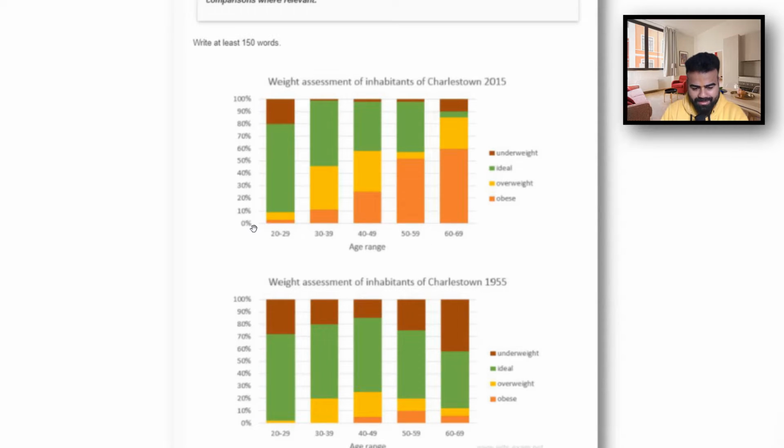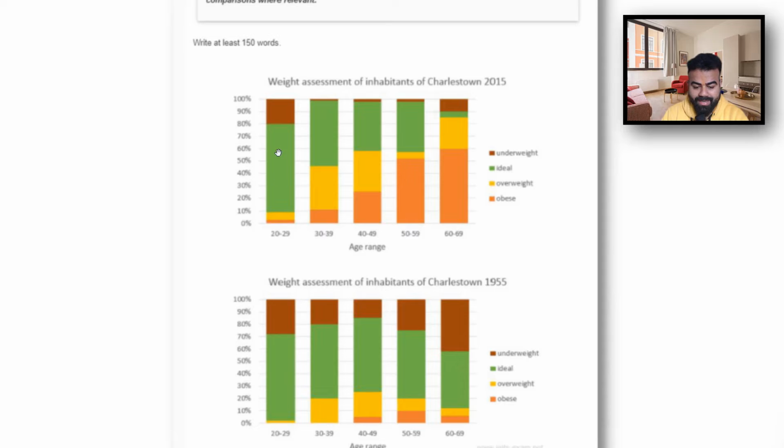And then on the x-axis you have this age range, and on the y-axis we have percentage, and we have each element covered in that particular age range, what percentage this attribute or element has occupied. Say for example, in this weight assessment of inhabitants of Charlestown 2015, this bar is talking about 2015, this bar is talking about 1955. So now you are going to focus on what's the actual length of this bar.